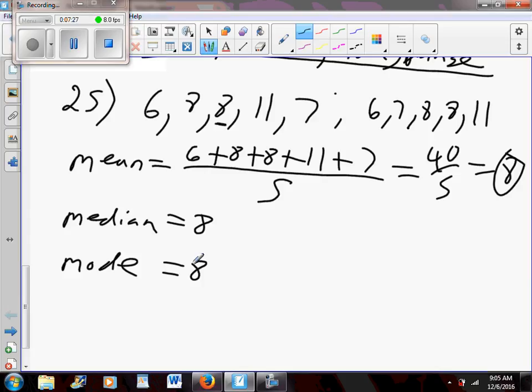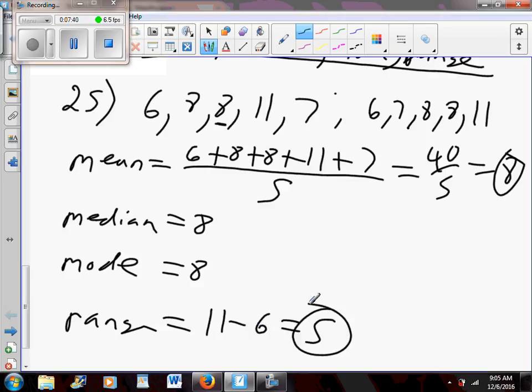Let's see what the range is. So the range is different. What is the range? The difference between what two numbers? The biggest and the smallest. 11 minus 6, right? So you'll say 11 minus 6, and that's going to be 5. All right? Got it? That's what's happening here.